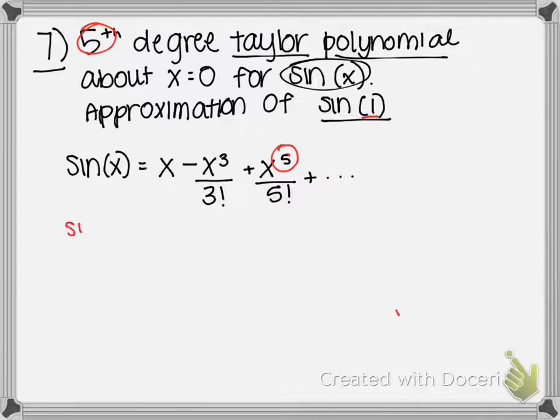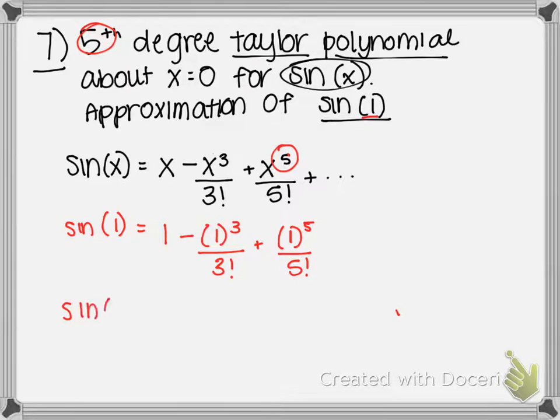So what we're going to do is plug in: sine of 1 is equal to 1 minus 1 cubed over 3 factorial plus 1 to the 5th over 5 factorial. And simplified, that is simply sine of 1 is equal to 1 minus 1 over 6 plus 1 over 120. And on the test, that was option number E, and E is your correct answer.